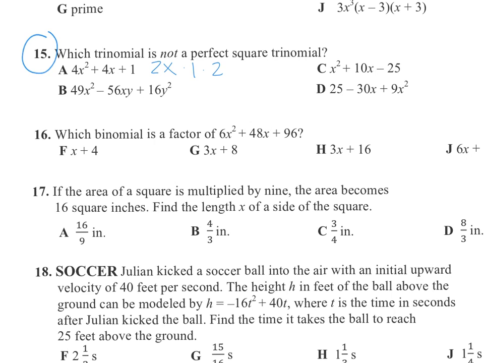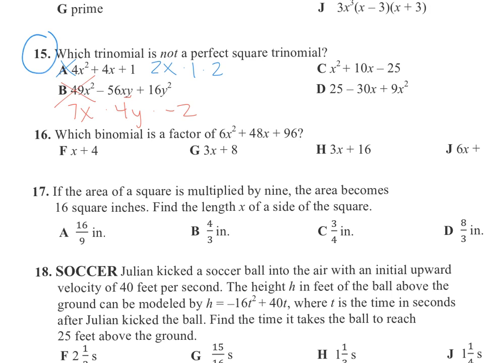So A is a perfect square trinomial, so that would not be our right answer because we're looking for one that is not. Let's look at B. Square root of my first term is 7x times square root of my last term is 4y times a negative 2 has to equal negative 56xy. 7x times 4y is 28xy. 28xy times negative 2 is 56xy, so that one will also work.